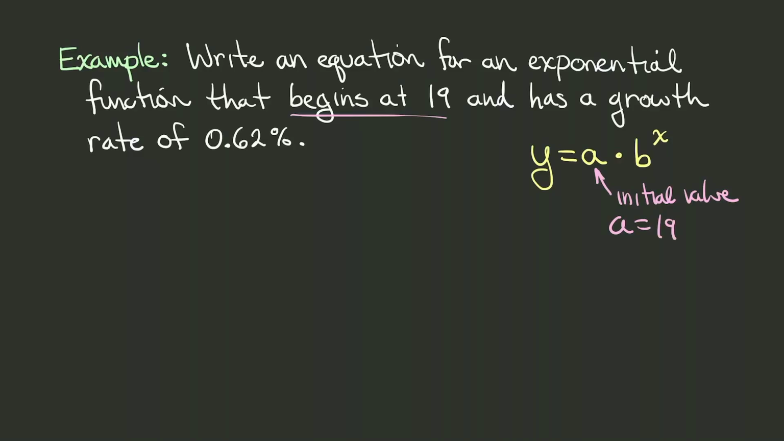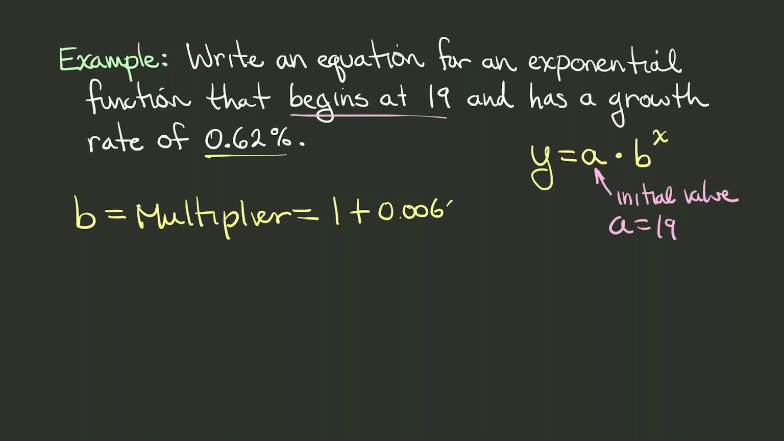To compute b, we need to compute the multiplier for the growth rate. So b is going to be our multiplier, which is a growth rate, and so we'll do 1 plus our percentage written as a decimal. Now we need to move the decimal place over to the left twice to get that, so it'll look like 0.0062 for our decimal. So b is going to be 1.0062. So our function will look like y is equal to our a value of 19 multiplied by 1.0062 raised to the x power.